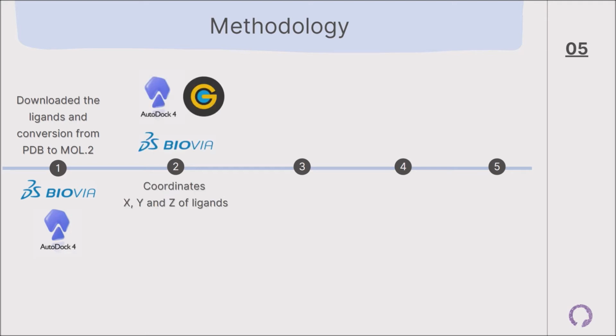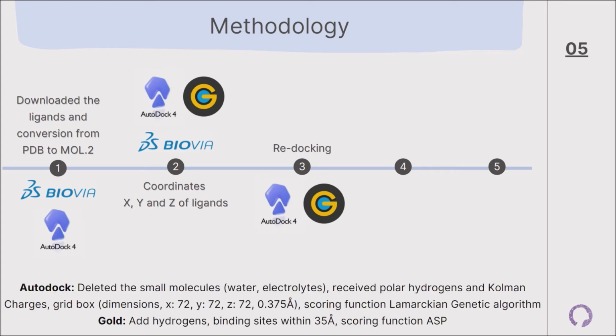The second step was necessary for both programs, and it was obtaining the coordinates X, Y, and Z of the ligands using Discovery Studio. So, I did the redocking in Autodock and Gold. If you are interested, these are the process specifications for both programs.